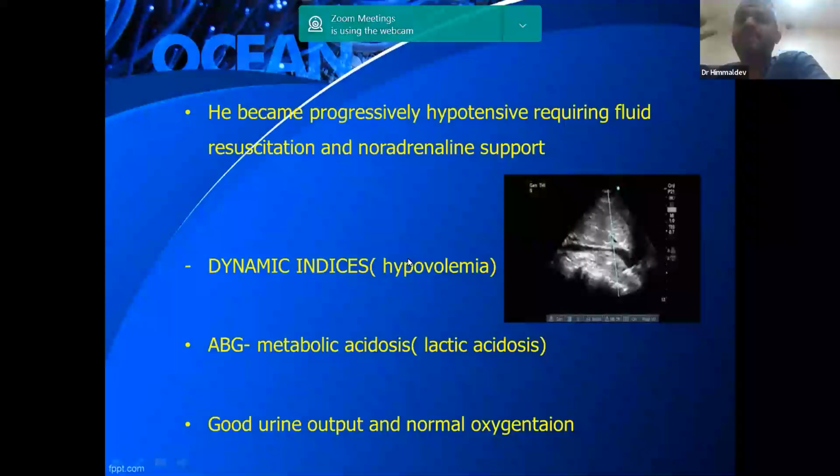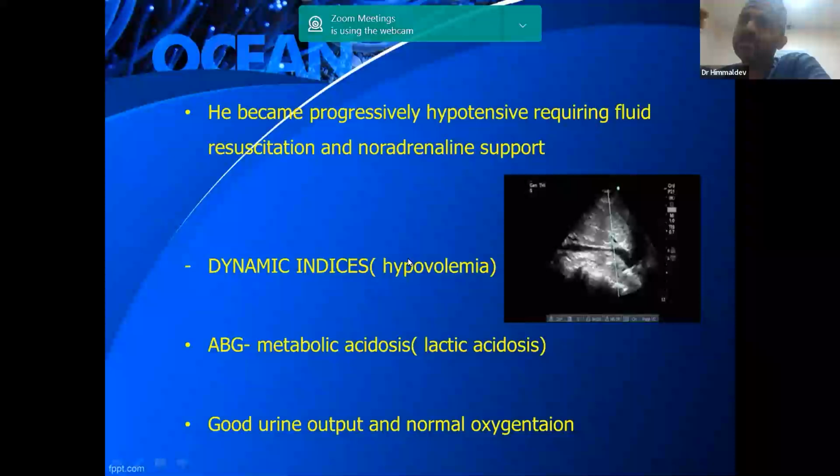So what happened was, initially when he came, he was hemodynamically stable, but over time he became progressively hypotensive. And what do we do when the patient becomes hypotensive? We start with fluid resuscitation. We give him fluids, and we always use dynamic indices, like the IVC indices or a passive leg raising test, to guide the fluid assessment. We don't give it blindly because too much fluid is bad for the patient. So you have to be very judicious in giving fluids. So we resuscitated with an adequate amount of fluids.